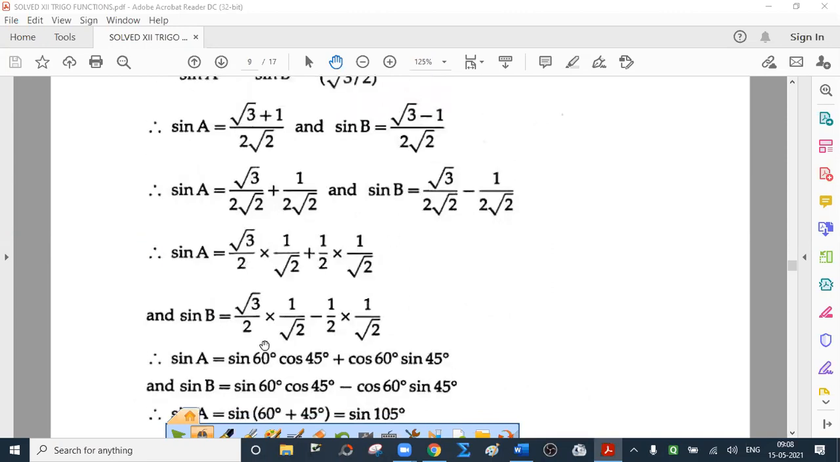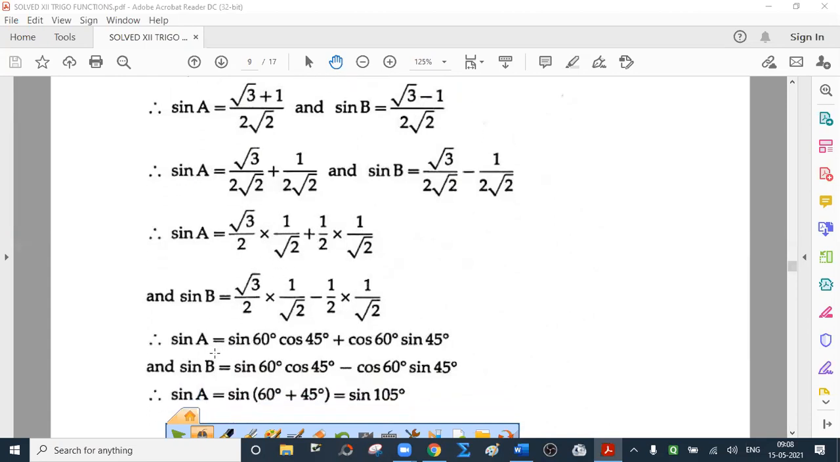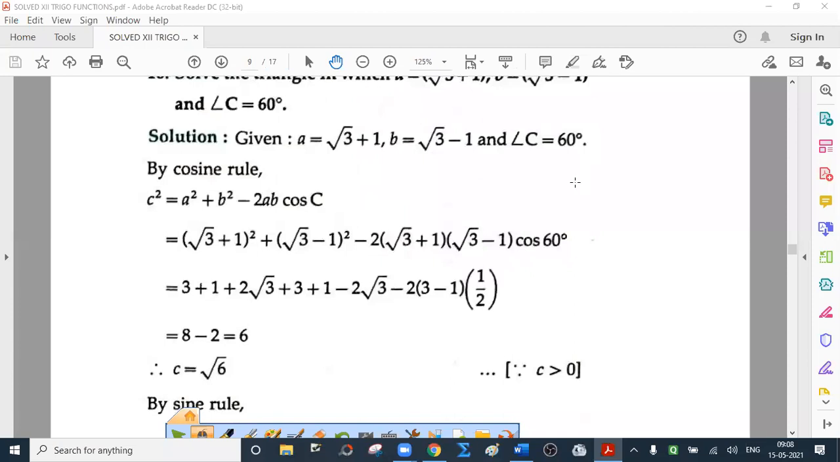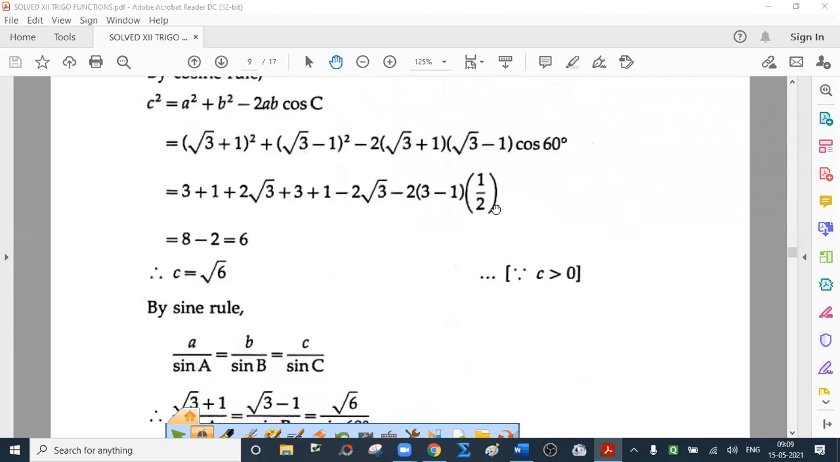Actually, it is sufficient to find either angle A or angle B. Why? Because one angle C is known. So if we know any two angles of a triangle, the third angle can be obtained easily. So there was no need to find sine B, or simplify sine B rather. It is sufficient to simplify any one. If you go for sine A, you get sine A as sine 105 degree. So A has to be 105 degree. Then you can argue that C is given to be 60 degree. So the third angle B is 180 degree less 60 degree less 105 degree. That is 15 degrees. That is the answer.